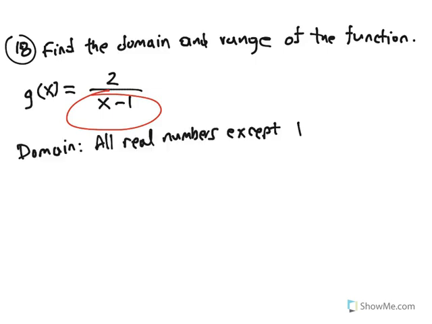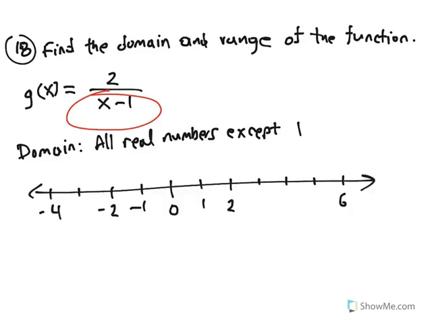You can write the domain for g in words like I just did now, all real numbers except 1. You could also write it using interval notation. To help you understand how to represent this information using interval notation, I will draw a number line. All real numbers except 1. So 1 is not included, but all other real numbers are.